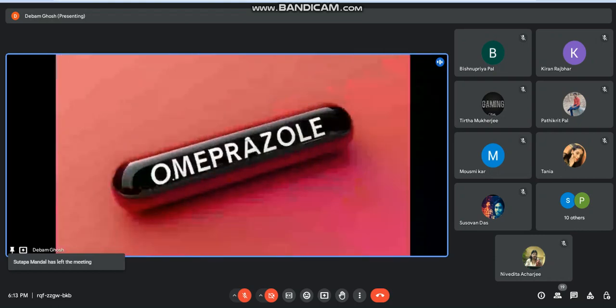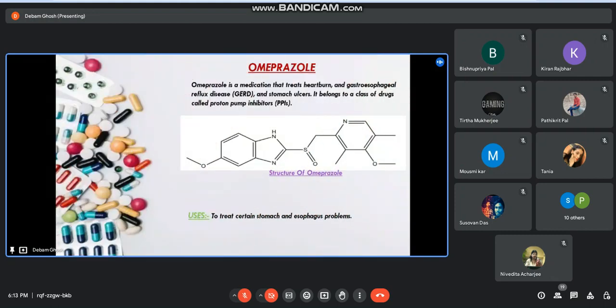Now my second compound is omeprazole. Omeprazole is also a medicine, a drug. It is used for gastroesophageal reflux disease, GERD in short, and it belongs to a class of drugs called proton pump inhibitors, or PPIs. Proton pump inhibitors stop or reduce stomach acid and are used to treat certain stomach and esophagus problems. Here is the structure of omeprazole.